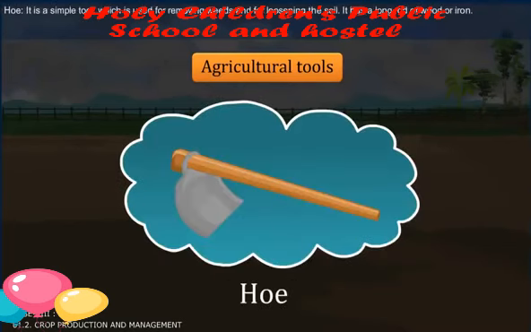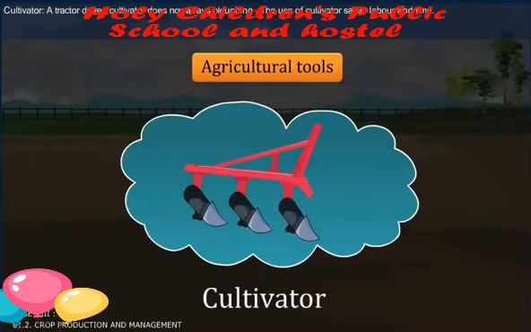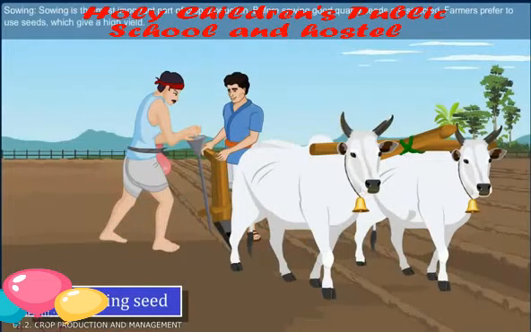Hoe. It's a simple tool which is used for removing weeds and for loosening the soil. It has a long rod of wood or iron. A strong, broad and bent plate of iron is fixed to one of its ends and works like a blade. Animals pull it. Cultivator. Tractor-driven cultivators do ploughing nowadays. The use of cultivator saves labor and time.